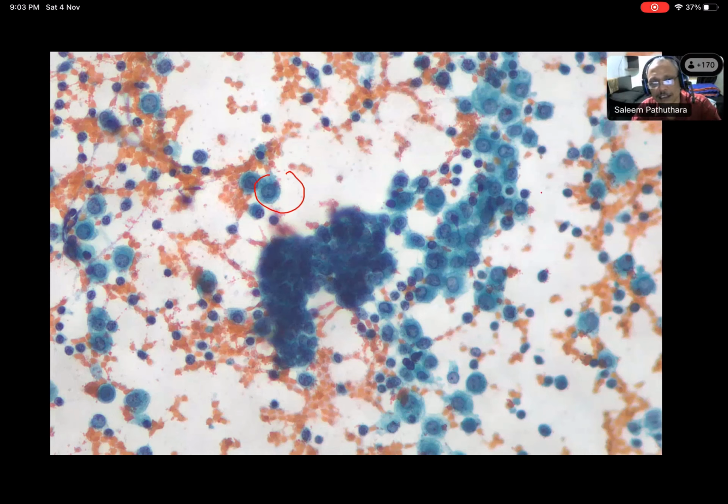What about this large cluster in the center? Even in the previous smear you saw two clusters which were not very clear. Here it is much clearer, right? Yes, sir. What are they showing? They are very tightly packed. There is a vague glandular pattern. Can you see the glandular pattern? You can appreciate the gland formation here. This is an acinar pattern. If you look very carefully, you can see multiple glandular patterns here.